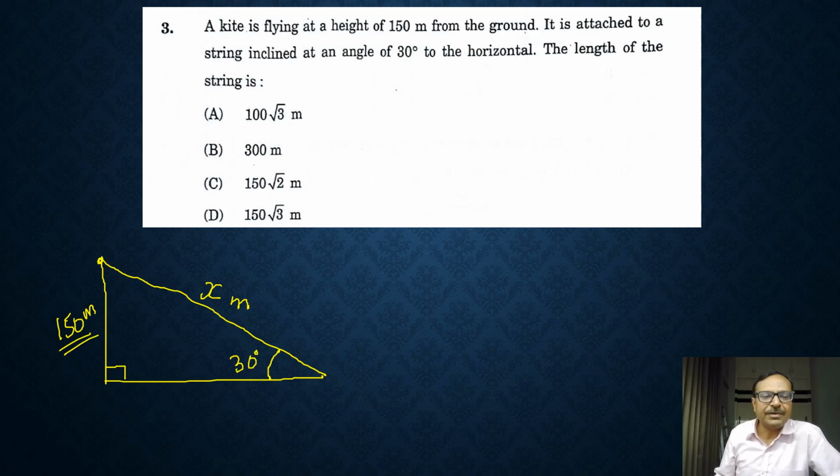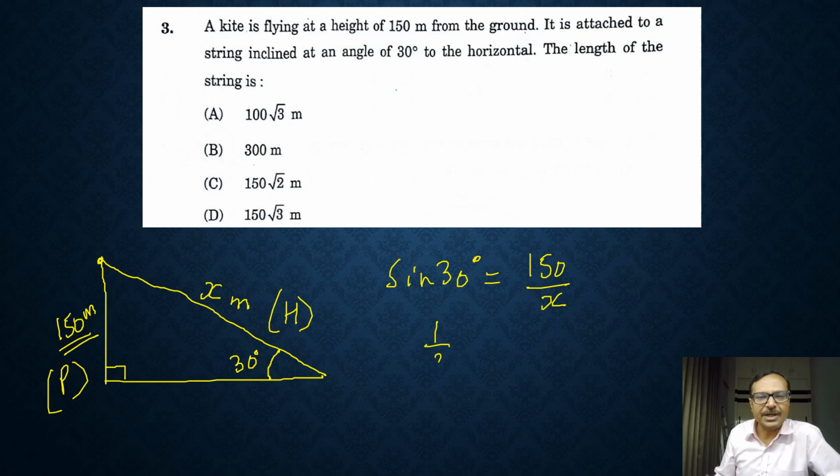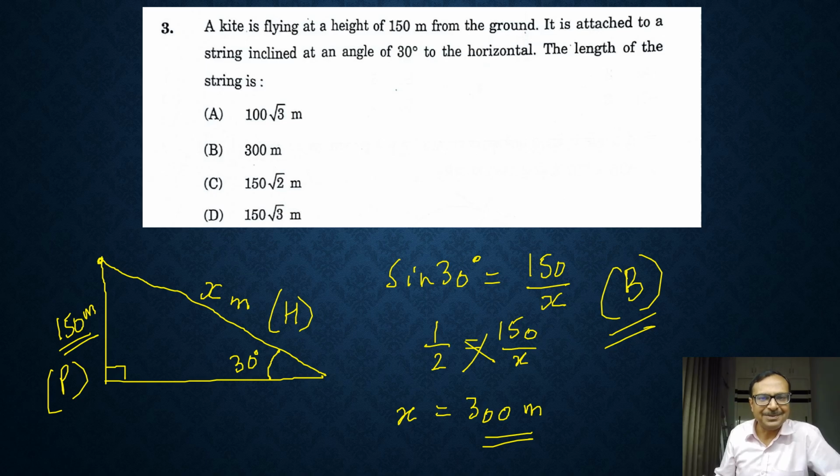So this 150 meters is actually the perpendicular of this right angle triangle, and x meters, the length of the string, is the hypotenuse. So the trigonometric function which relates perpendicular and hypotenuse is sine, right? So sine 30 degree is perpendicular 150 upon hypotenuse x. Sine 30 is 1 by 2, and therefore if you cross multiply, you will get x, or the length of the string, as 300 meters. So the correct option is B.